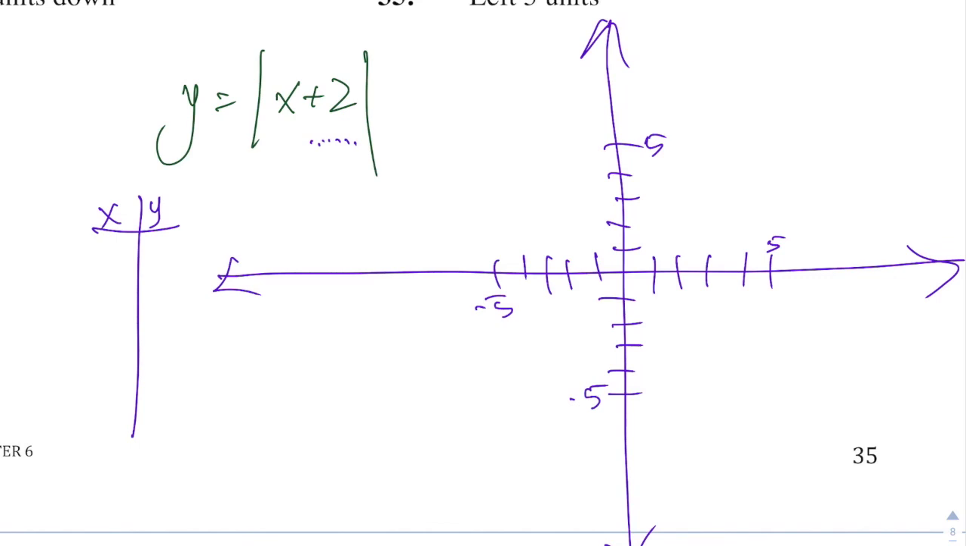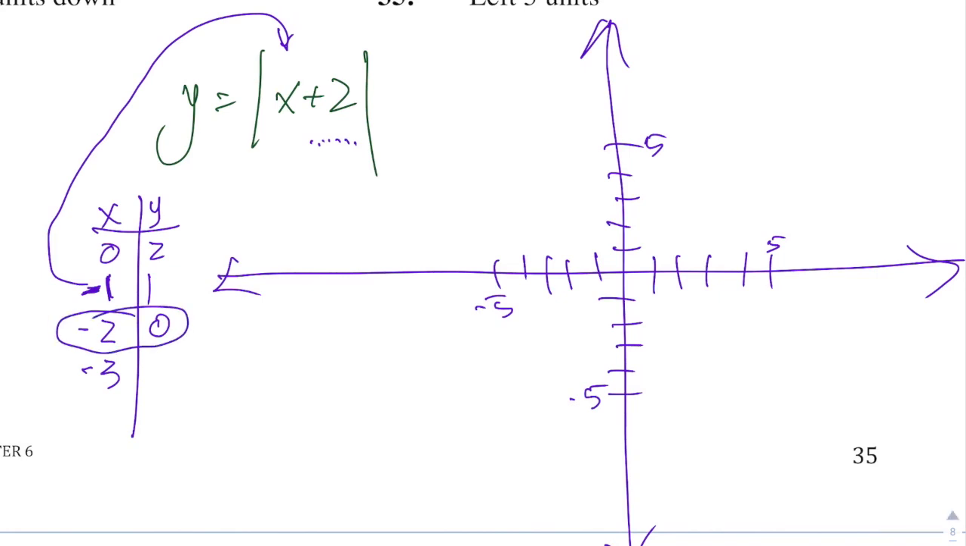The easiest point is going to be, let's go with 0. If you plug in a 0 for x, you'll get a y value of 2. That's not really what we want, though. What we really want is to see where we plug in a -1. -1 plus 2, that's +1. Absolute value of +1 is 1. And here's the key. When x is -2, the y value is 0. You need x to be -2 in order to have a y value of 0. Focus in on what I just said.